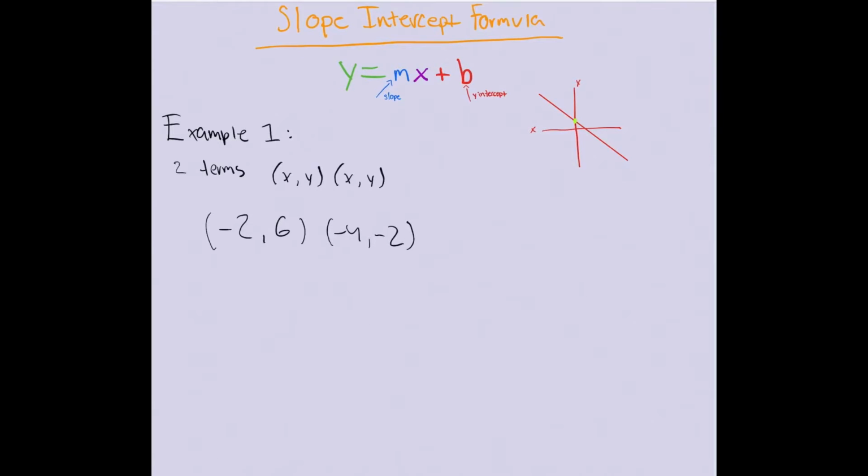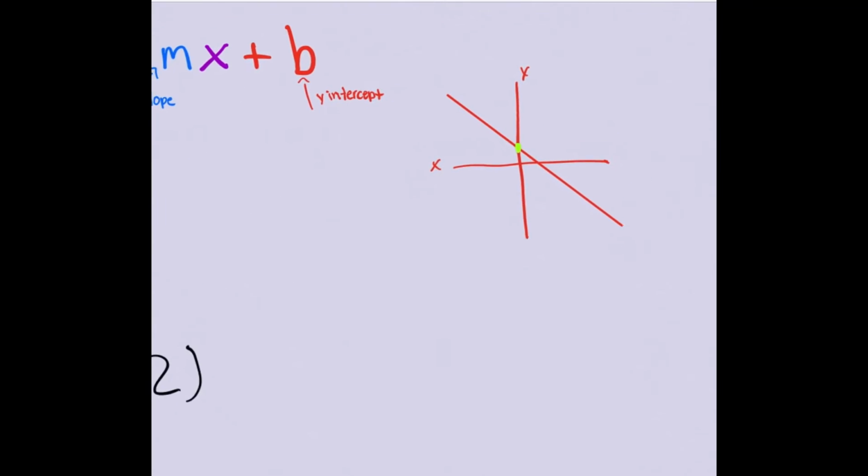Hello everybody, today we're going to be reviewing the slope-intercept formula. In this case, our formula is going to be y equals mx plus b. Our m is going to be our slope, our b is going to be our y-intercept, and our x and y are any coordinates on a line.